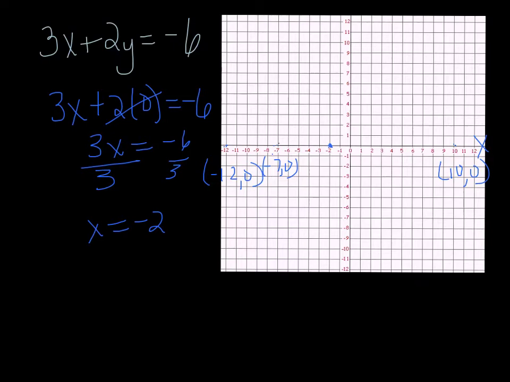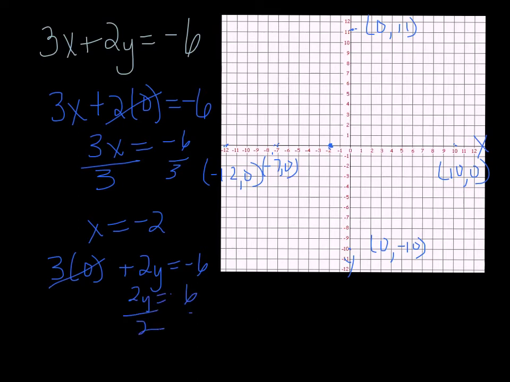Now if we're looking for our y-intercept, remember this is y, what happens? Down here, that point is 0, negative 10. And even if you go up here, that point is 0, 11. So if you're looking for where a line crosses my y-axis, x is always going to be 0. So now I want to make x 0. Cross that out. So we have 2y equals negative 6. Divide by 2, and y equals negative 3. So my y-intercept is negative 3.